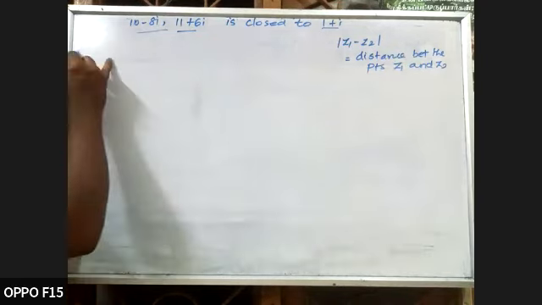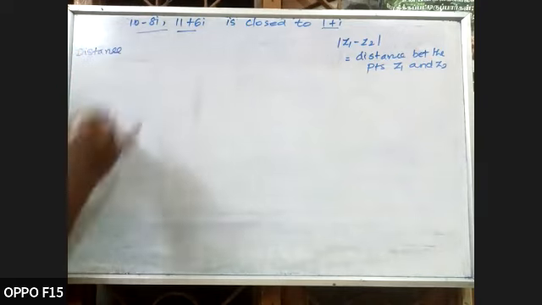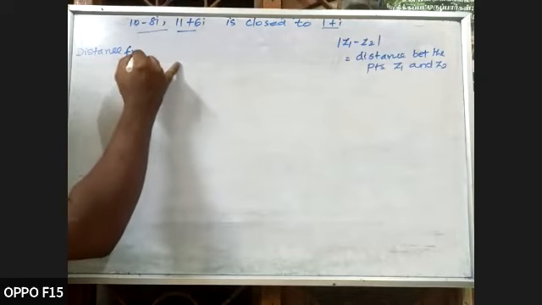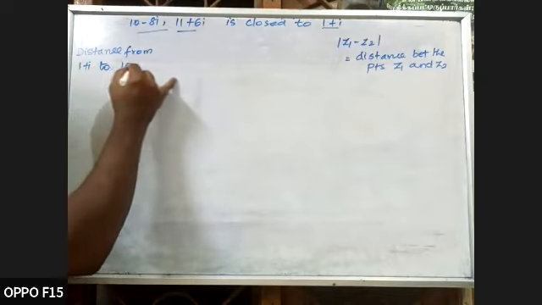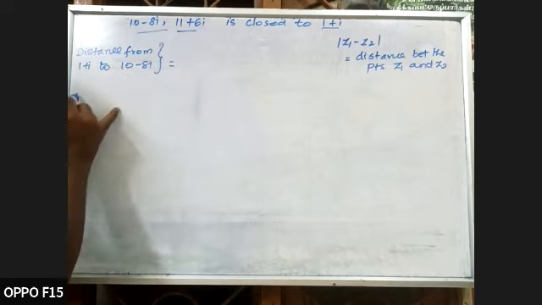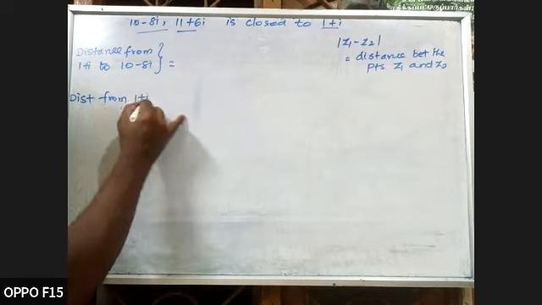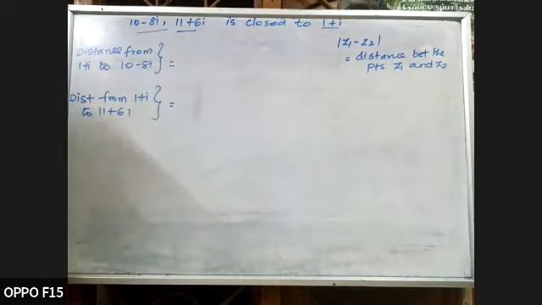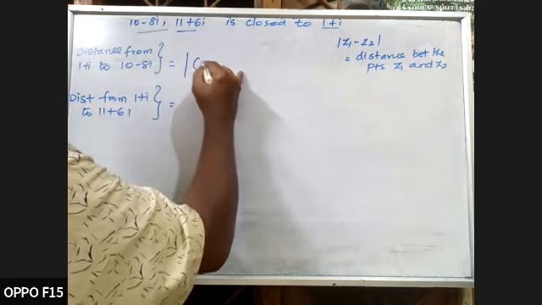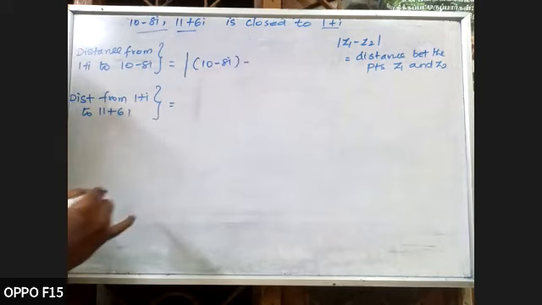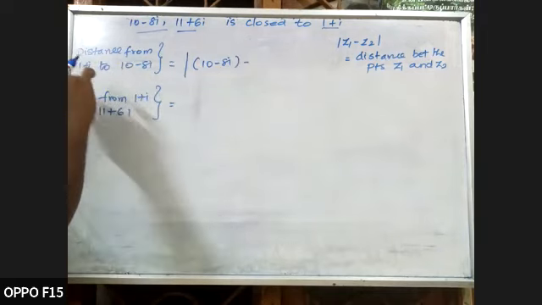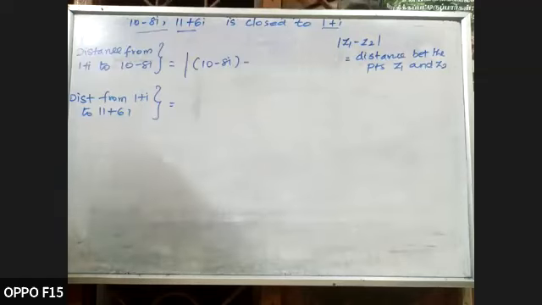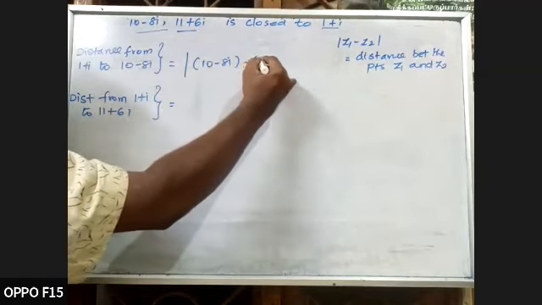So first, I am going to find the distances: the distance from 1 plus i to 10 minus 8i, and similarly the distance from 1 plus i to 11 plus 6i. Whichever length is smaller, that is the closest. How to find it? I said modulus of Z1 minus Z2. So we can write 10 minus 8i minus 1 plus i. You can take it either way, Z2 minus Z1 or Z1 minus Z2; it is not wrong if you swap.